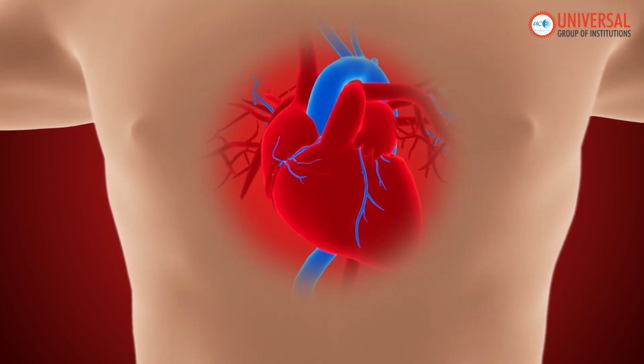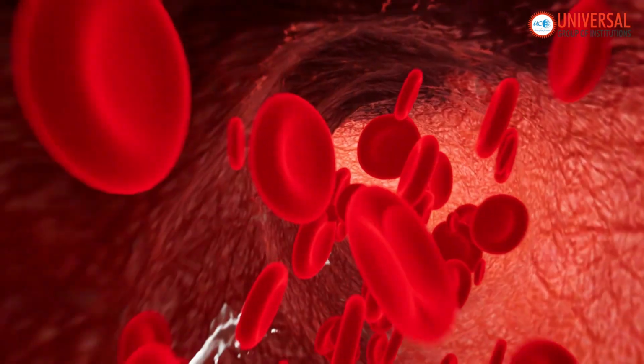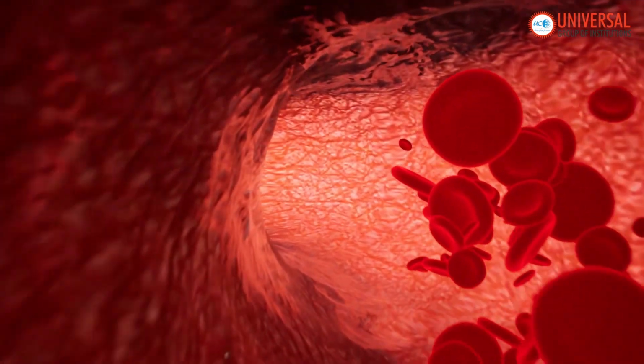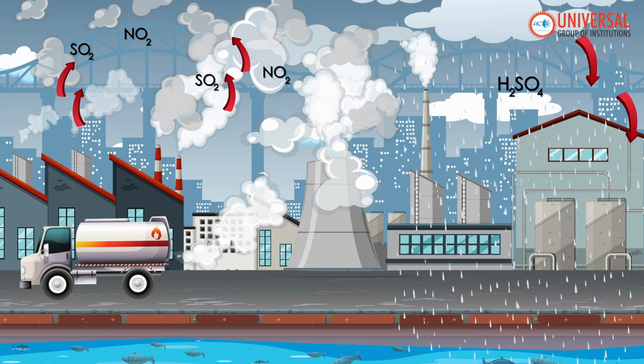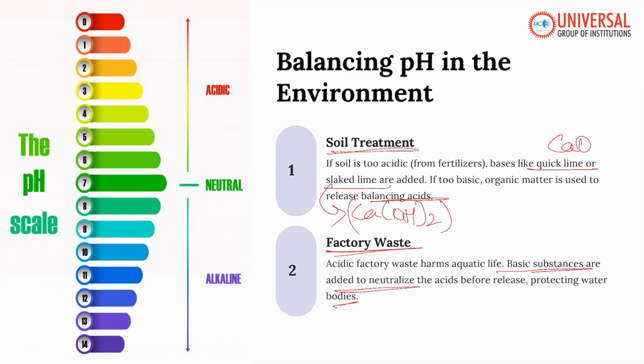If we talk about the human body, the blood pH must remain near 7.4. When we talk about agriculture, the soil pH affects the crop growth. In the environment, acid rain, which has a pH of less than 5.6, damages vegetation, monuments and aquatic ecosystems. So when we talk about acids and bases, the pH concept is also as important as them.